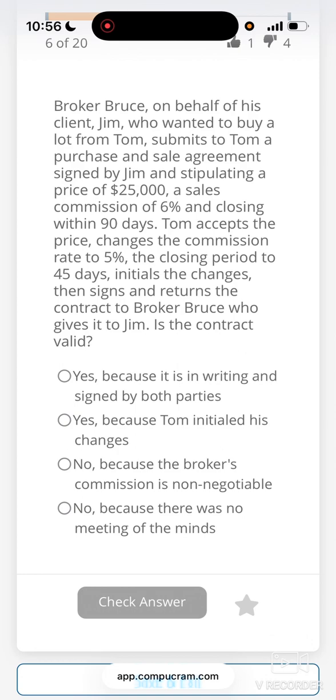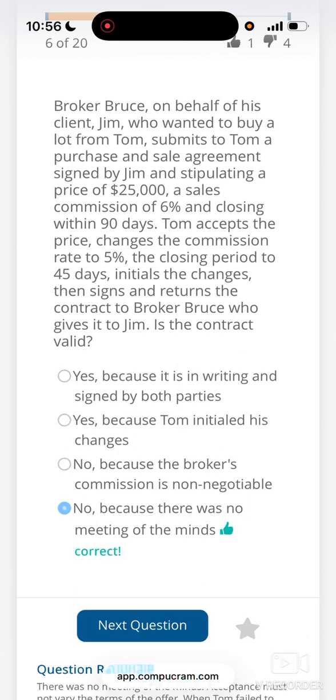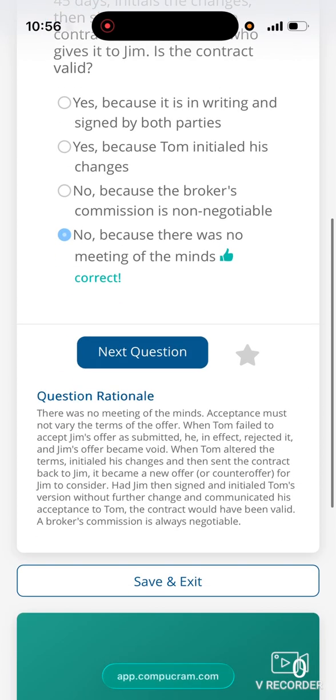No, because there was no meeting of minds. Question rationale: there was no meeting of the minds. Acceptance must not vary the terms of the offer.